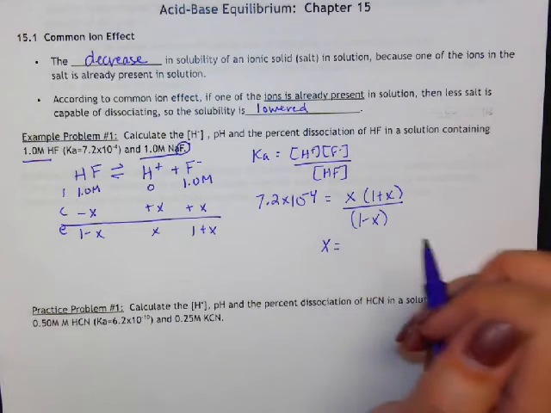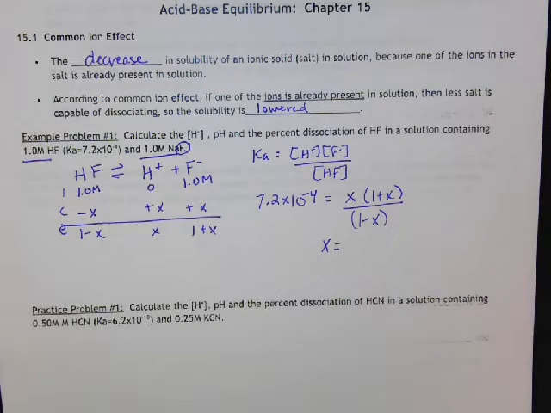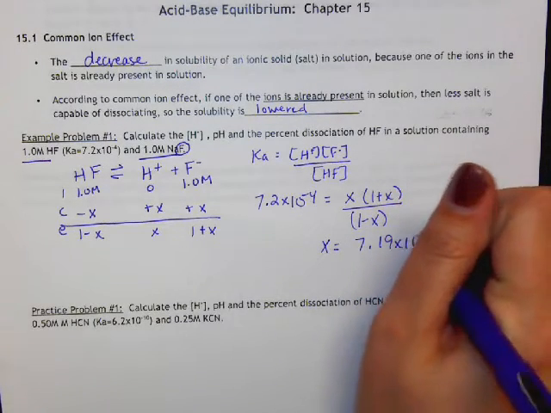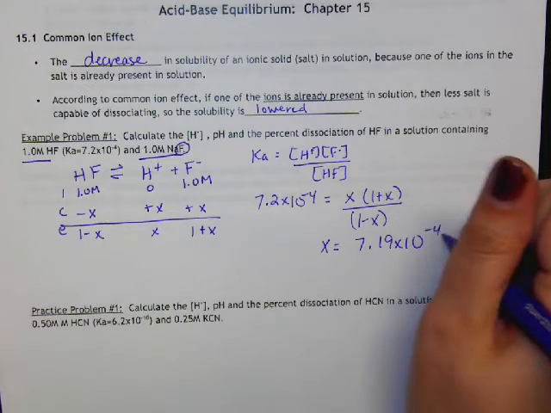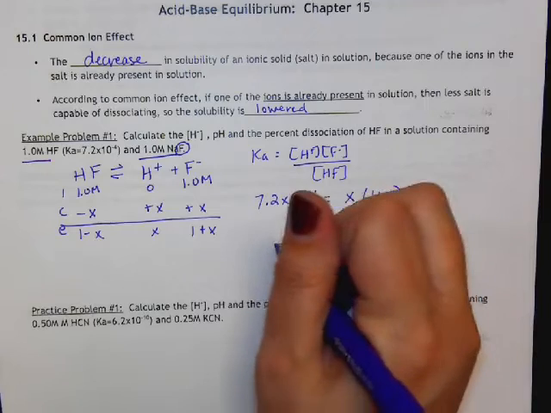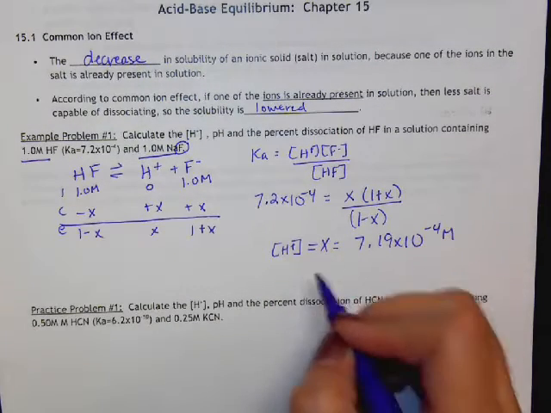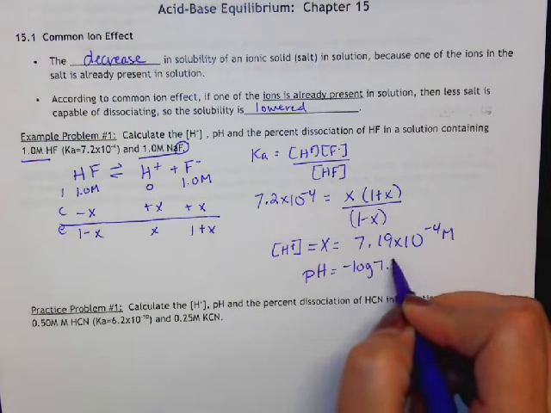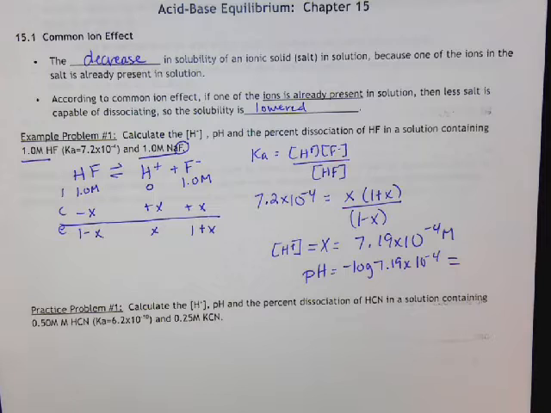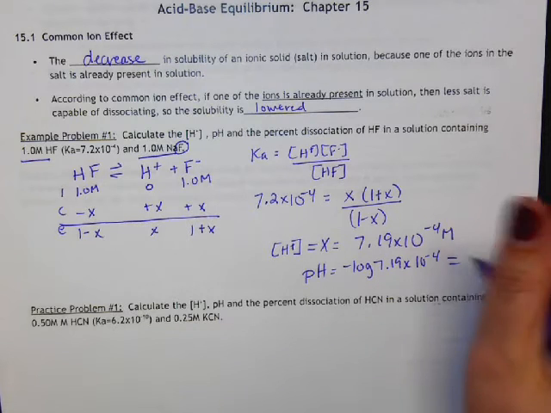And we get that. I think that's right. Let me double check my equation. And we get 7.19 times 10 to the minus 4 molar. And that, of course, is X, which is equal to our hydrogen concentration. Then to find our pH, we take the negative log of that, and we get 3.14.